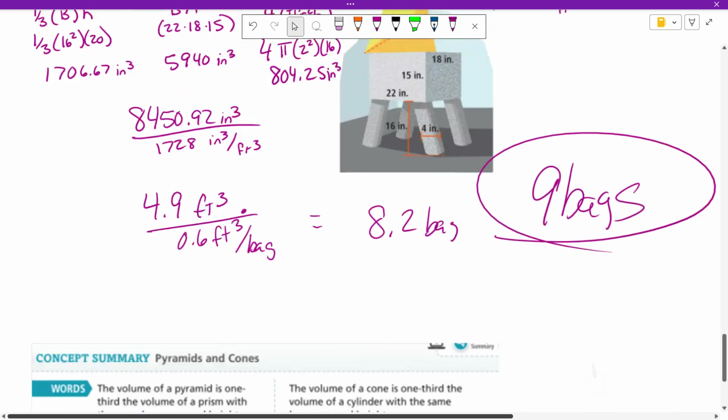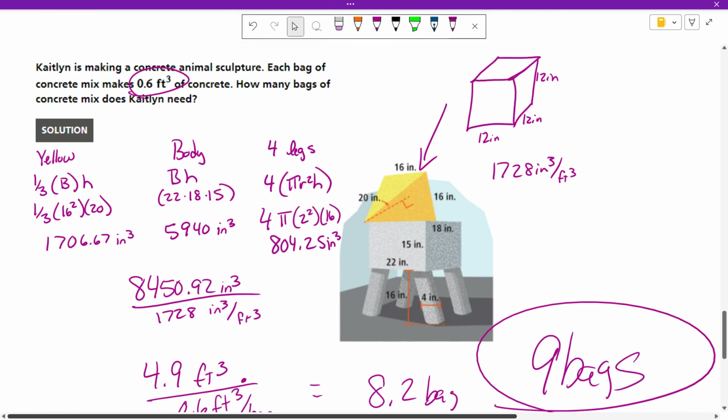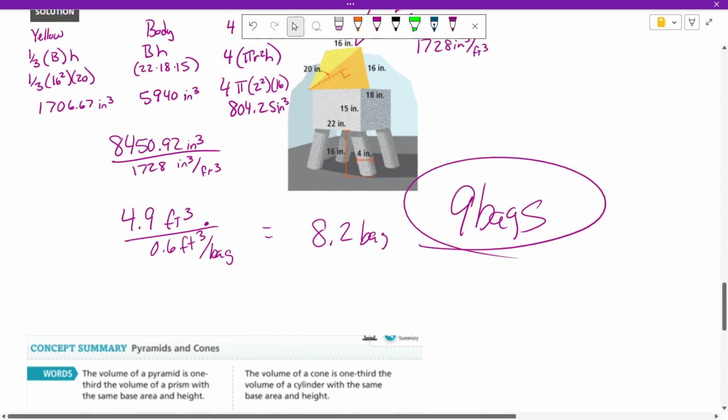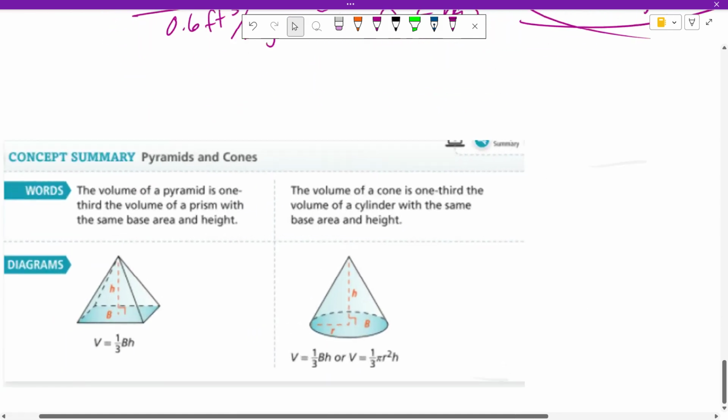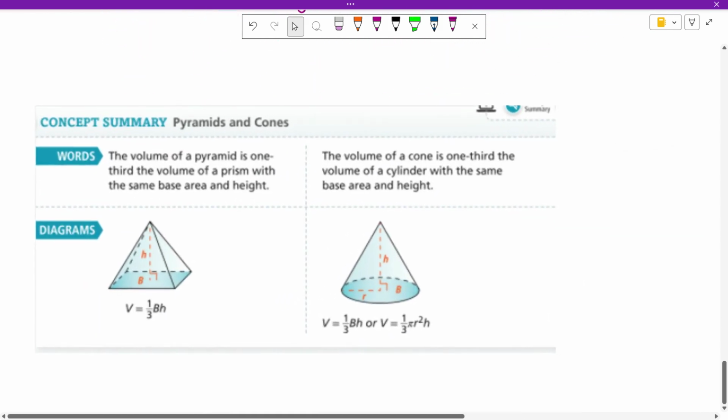So what we did is more than just find the volumes of shapes. We put them into word problems and we figured out cost. We figured out how much material she needed and things like that. So it's more than just finding the basic volume. Okay? So we applied some geometry to that.